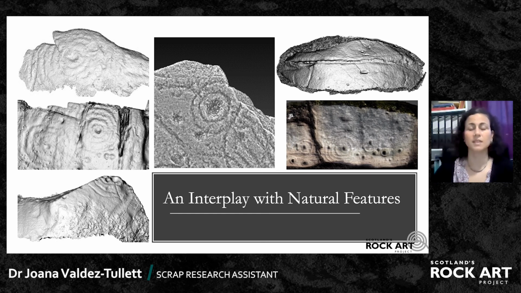On the top of this slide, you can also see an example of how a cup and ring was very nicely put on the edge of a small block that's in Drumtrodden, or right next to it. Again, you can see how the cup and ring is in relation to the edge of the panel. There are other images showing this division of the motifs by fissures, or how the motifs were placed on the rock, considering the cracks and the natural fissures of the rocks.